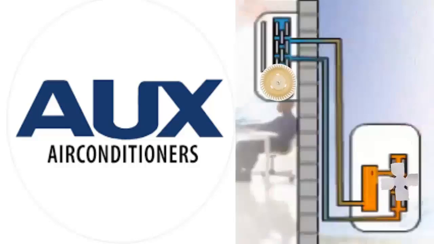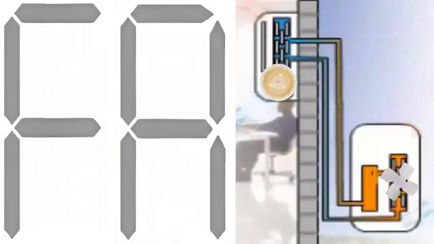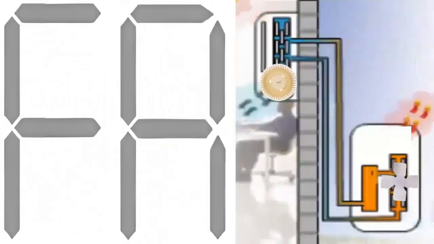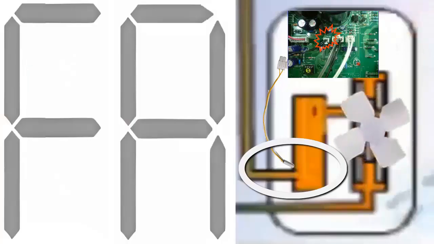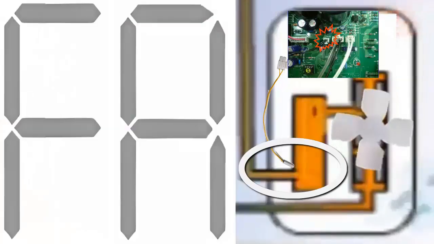Error code FA. Related to the suction line thermistor of the outdoor unit, this sensor allows the electronic control to calculate the superheat of the refrigerant gas in the evaporator when the system is operating in cooling mode.